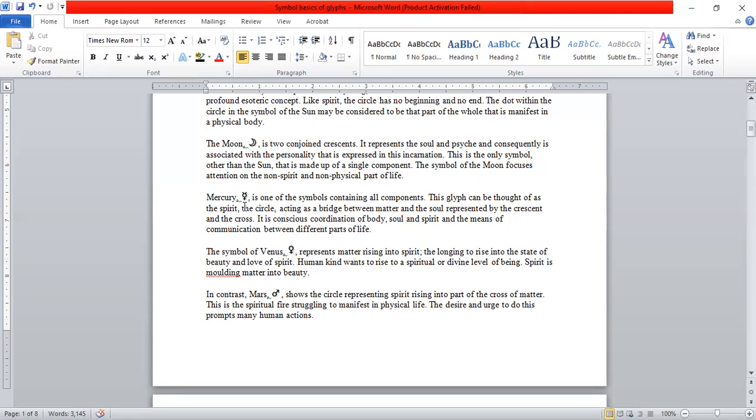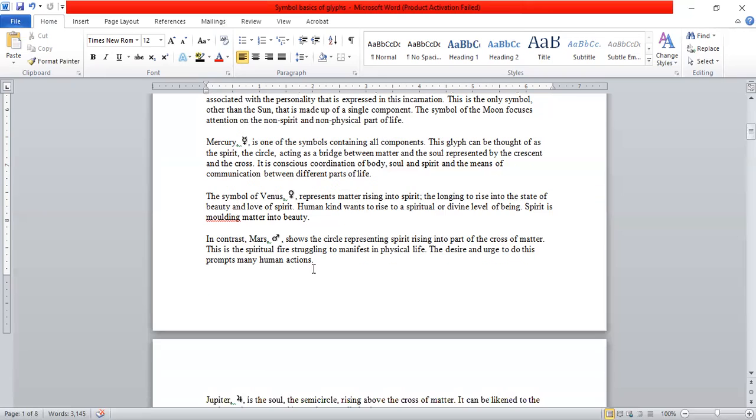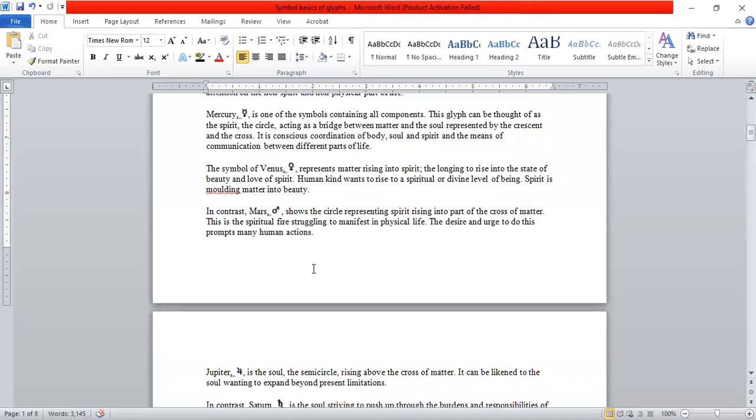So you've got the cross on the bottom and the soul on the top, and the spirit is in the middle there. Interesting in that perspective. The symbol of Venus represents matter, the cross of matter rising into spirit, the longing to rise into the state of beauty and love of spirit. Humankind wants to rise to a spiritual or divine level of being. Spirit is molding matter into beauty.